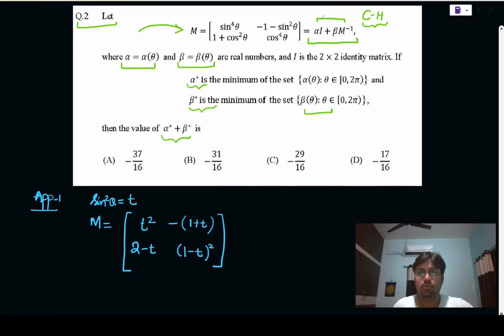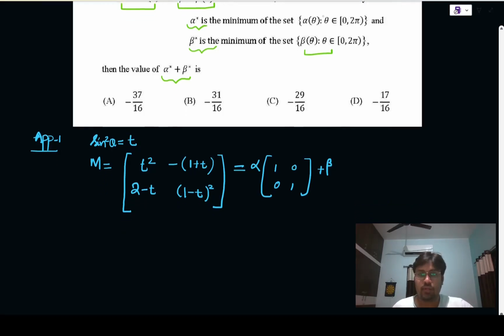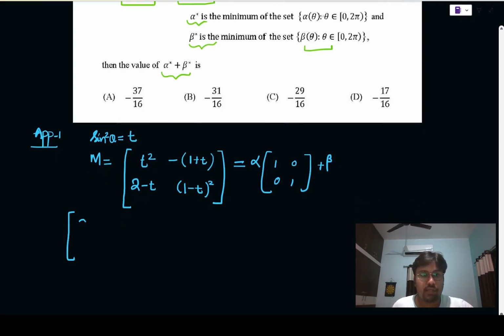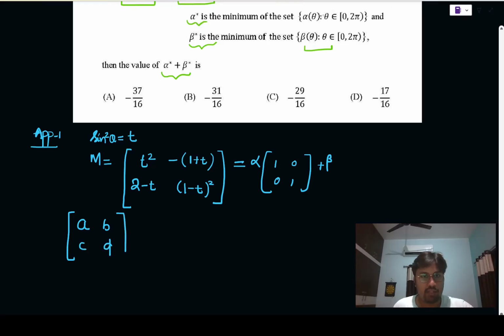So from here, what you can do is equate it with what has been given, which is alpha times the identity matrix 1 0 0 1 plus beta times the matrix inverse. So we know that if we have a 2 by 2 matrix A, B, C, D, again, let me write it the correct way. Apologies for that. Let's say I have a 2 by 2 matrix which looks like this. A matrix inverse is basically adjoint A by mod A.